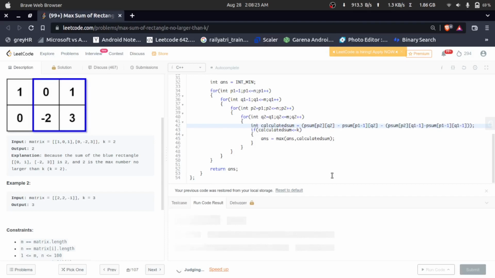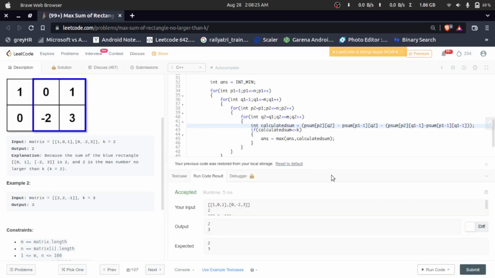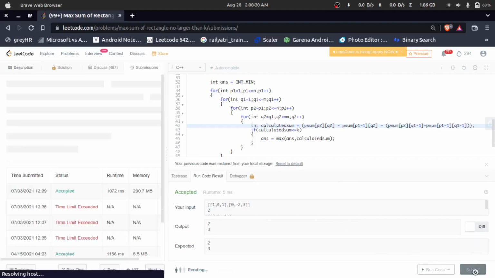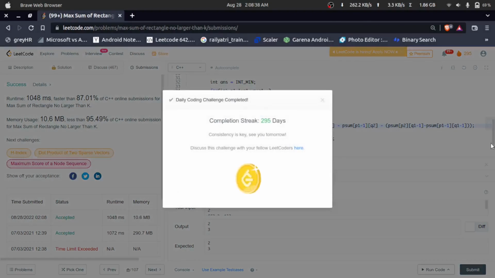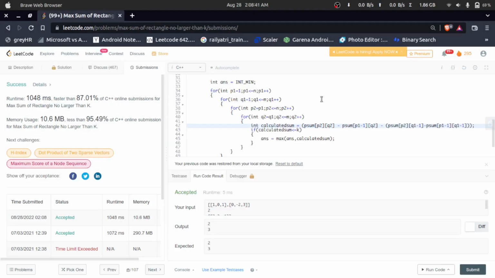Yeah, it is accepting for the custom test case. So right now I'm trying to submit my code. Yeah, it got accepted. Thank you so much.